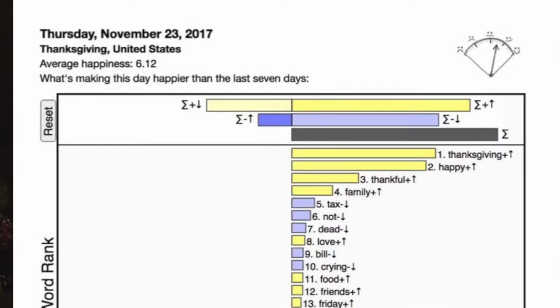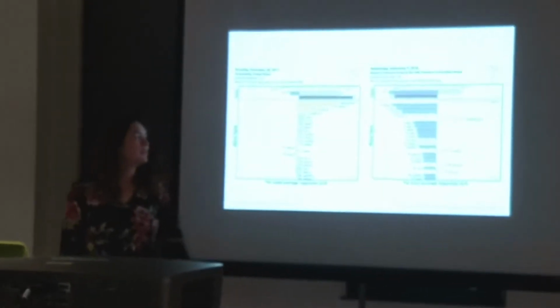So an example of how that works, we can see Thursday, November 23rd, 2017, this was Thanksgiving Day. So usage of the word Thanksgiving was up, which is a happy word, as is usage of the word happy and thankful. And usage of the words Friday and friends and food was up. Usage of the word crying was down. Also not and tax were down.